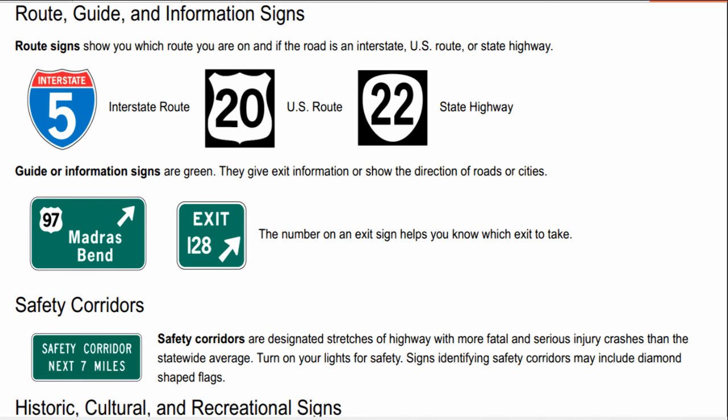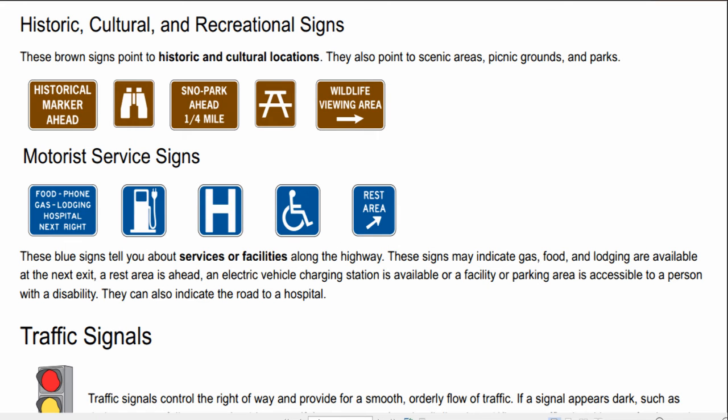Historic, cultural, and recreational signs. These brown signs point to historic and cultural locations. They also point to scenic areas, picnic grounds, and parks.